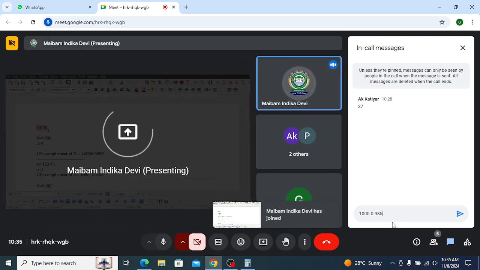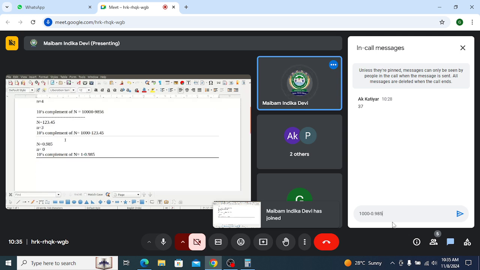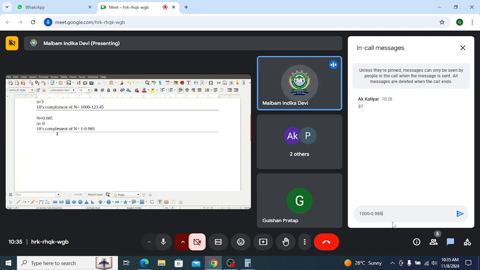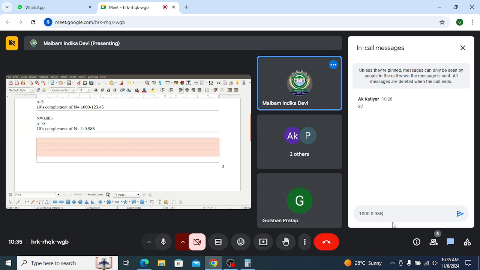Now see here, this is for a decimal number. Now in the case of a binary number, if it is binary, then it will be called as the, okay, what happened?